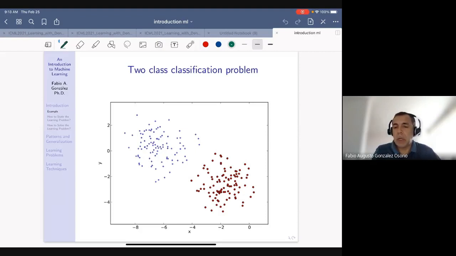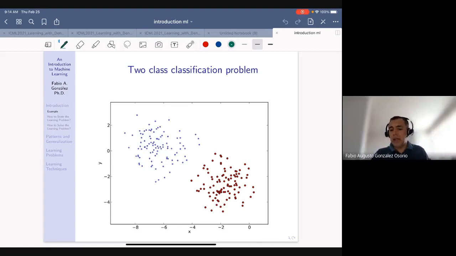What I have to do is build a model that, given a new point, assigns the class, either blue or red. We can talk about a positive class, for instance the blue, and a negative class for the red. That's a typical problem in machine learning, a classification problem.